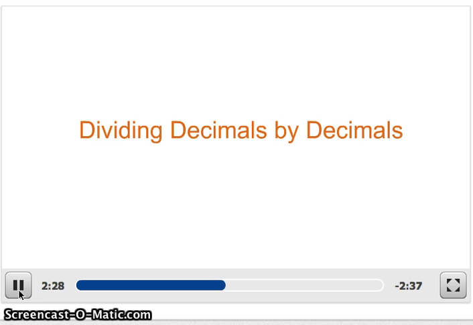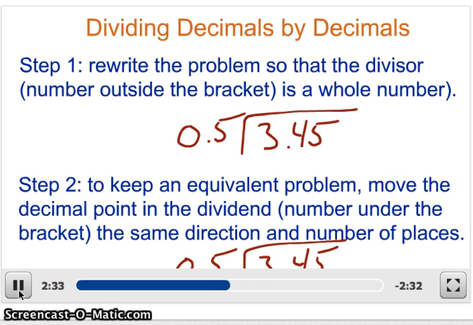Okay, dividing decimals by decimals. When you're dividing a decimal by a number that has a decimal in it, step one is going to be to rewrite the problem so that the divisor, the number on the outside of the bracket, is a whole number. So in this case, I'm going to move that decimal over once to the right, and I have a whole number there.